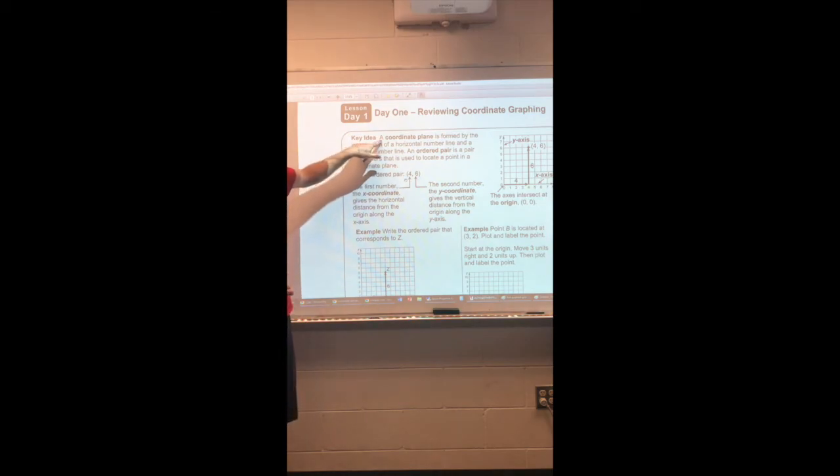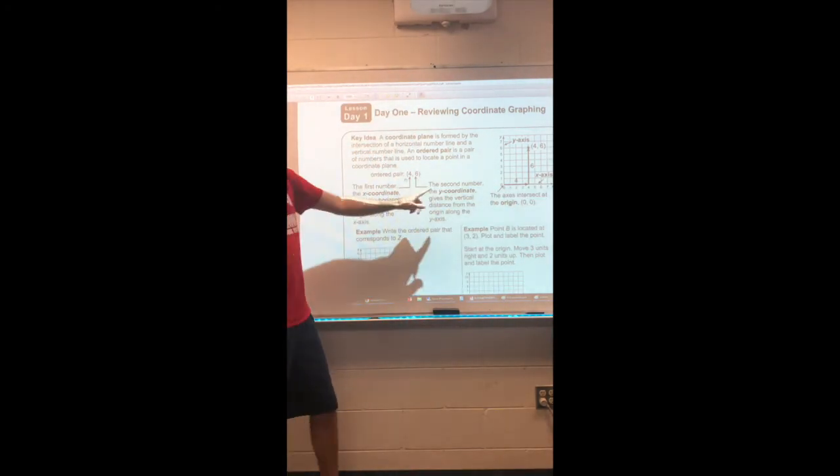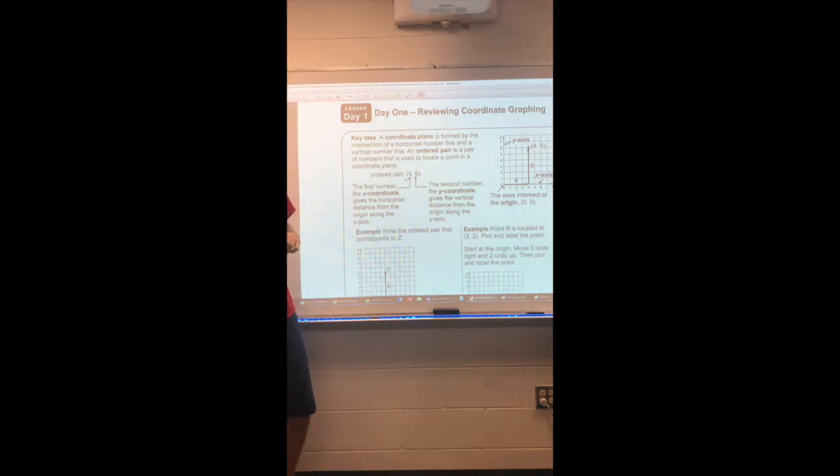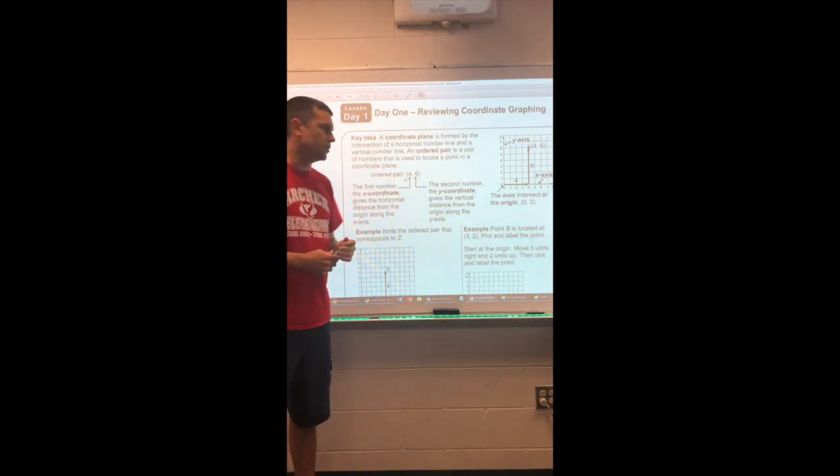So the key idea says a coordinate plane is formed by the intersection of a horizontal number line, horizontal, and a vertical number line, vertical. An ordered pair is a pair of numbers that is used to locate a point in that coordinate plane. So we know the first number is the x-coordinate, tells us how far over to go, how far horizontally. And the second number, the y-coordinate, tells us how far up or vertically to go.